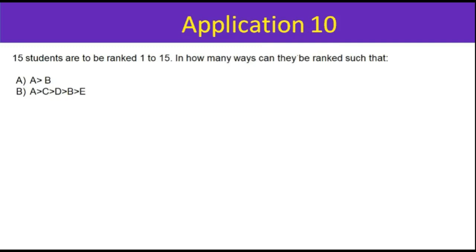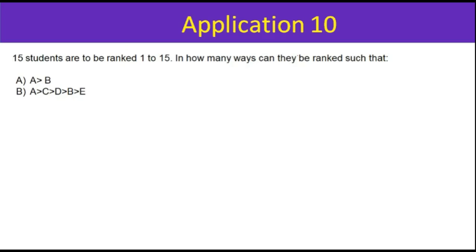There are 15 students in a class. Everyone has to be ranked from 1 to 15. In how many ways can they be ranked such that the rank of one student is always greater than the rank of another student? Second question is, this should be the order of 5 of the students.